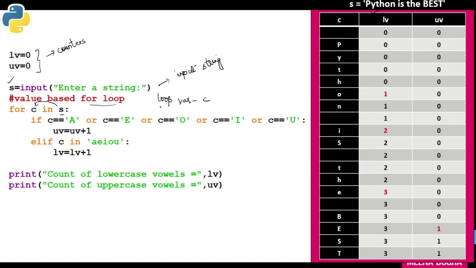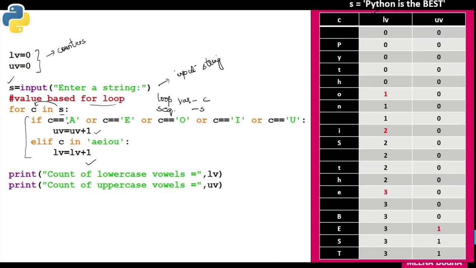So with this loop variable c and my sequence being s, which is a string in this case, one character from s will be brought into c with every iteration, and it will be checked for being an uppercase vowel or a lowercase vowel. Accordingly, the respective counters will be incremented. So let's see how many conditions we have put. We have put an if-elif block. Within the if block, I'm checking for the presence of an uppercase vowel and updating its counter. In the elif part, I'm checking for a lowercase vowel and updating its counter.